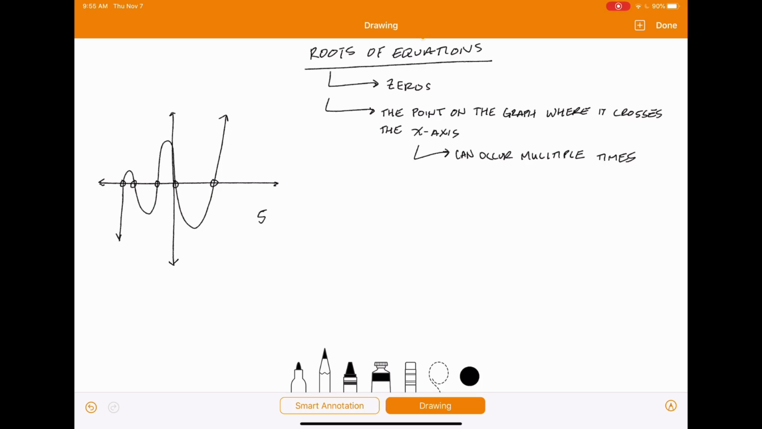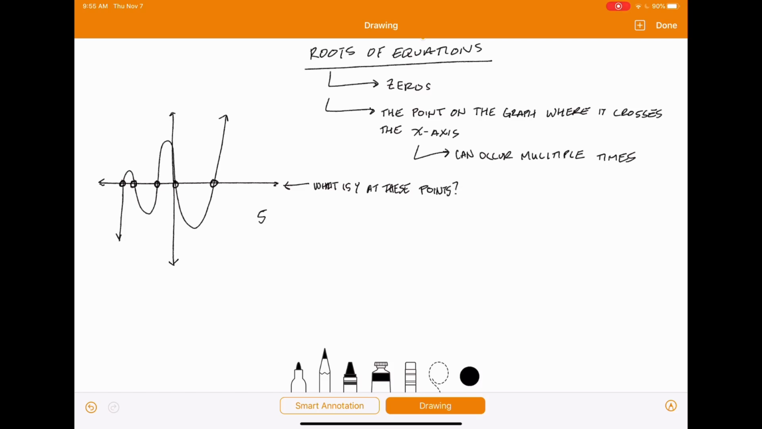So the best way to find these is I just like to remember visually where these are occurring and then ask myself, what is the value of y at these points?